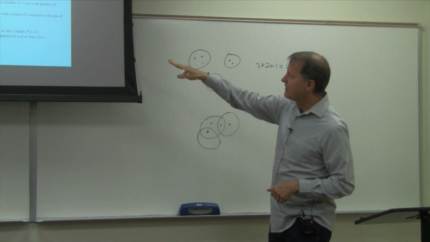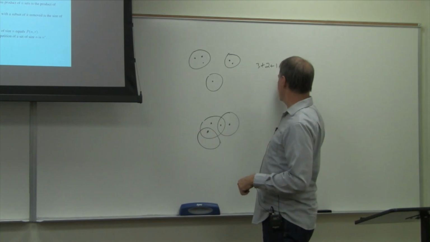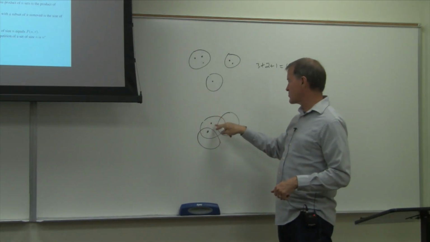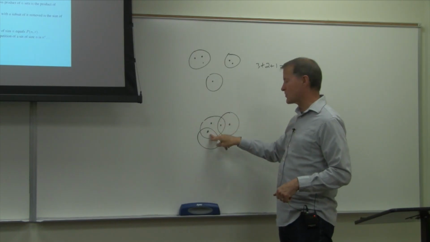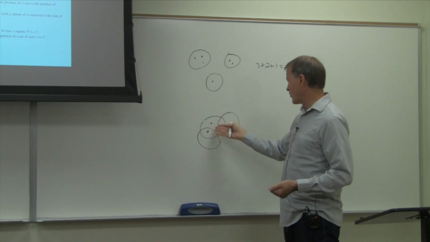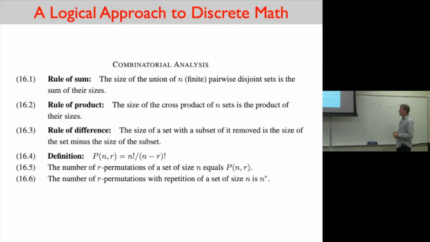That's the size of the union. So the union would be the union of all these, and the size of the union would be 6. The only way is 3 plus 2 plus 1 equals 6. Here, the size of this one is 3, the size of this one is 2, the size of this one is 1. But the union only has 4, right? So the rule of sum says the size of the union of n finite pairwise disjoint sets is the sum of their sizes. And so that occurs here, but not here. Okay, so that's the rule of sum.